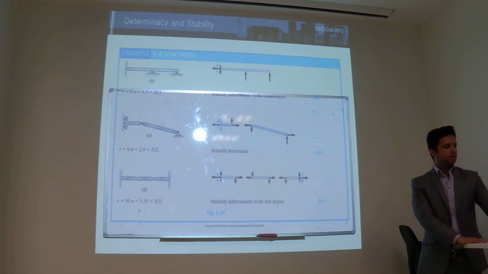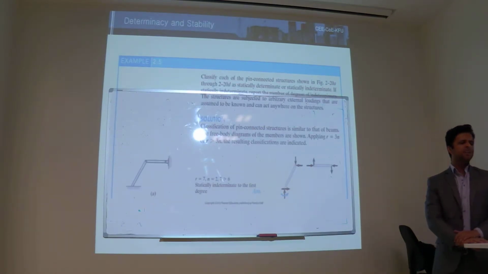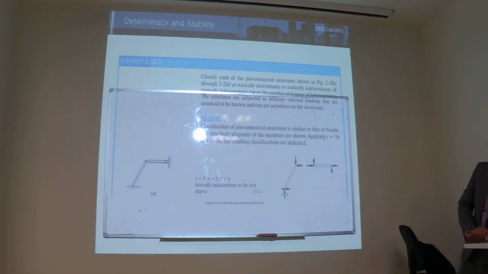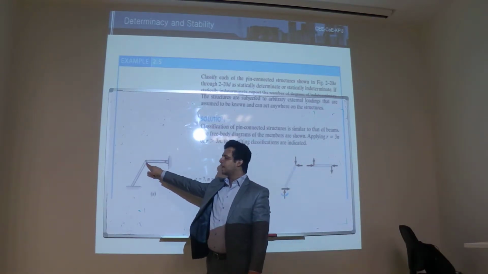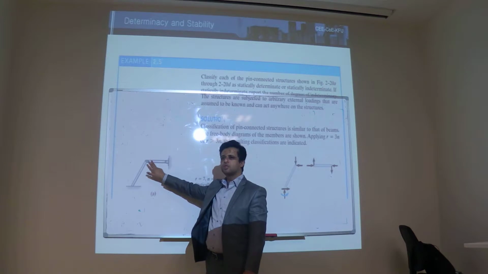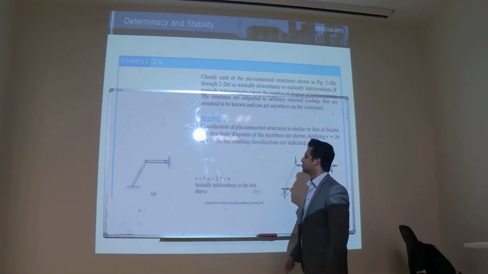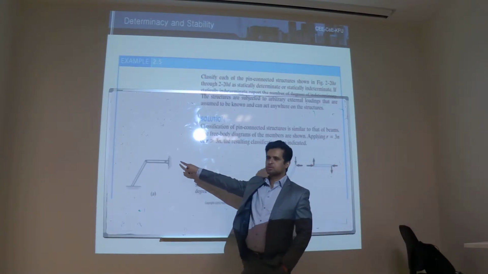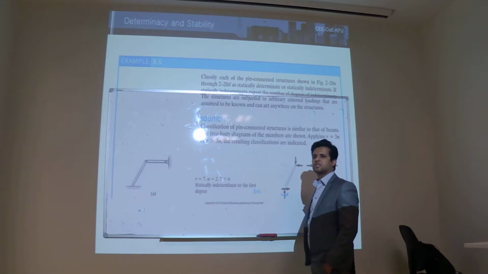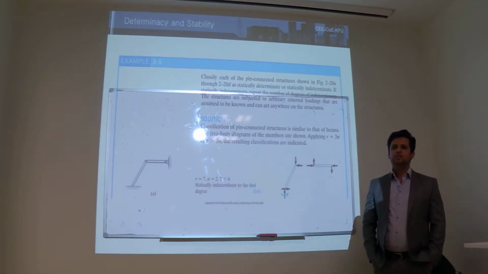So now, if you see this example, it's pretty simple. It's a pin joint, and how many parts? 2. So how much is R now? It is a hinge, so 2, 3. 2, 3. How much? 7. And how much is 3n?